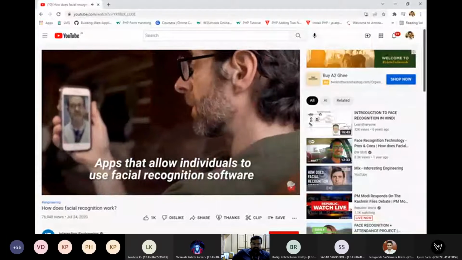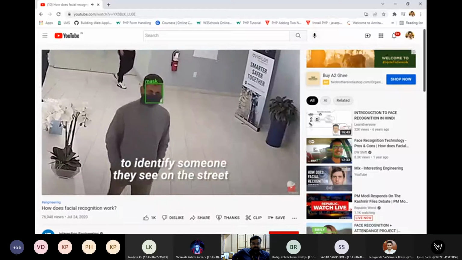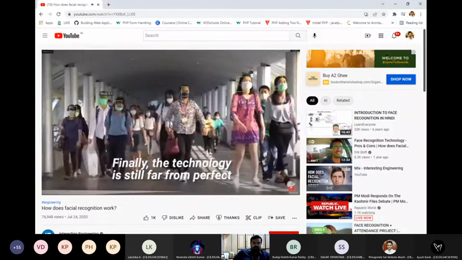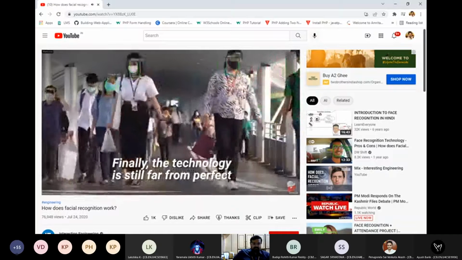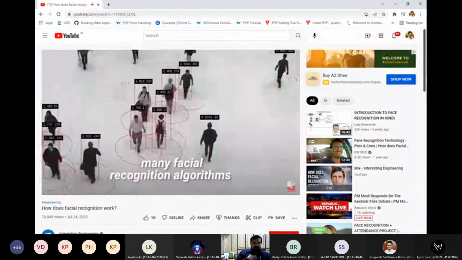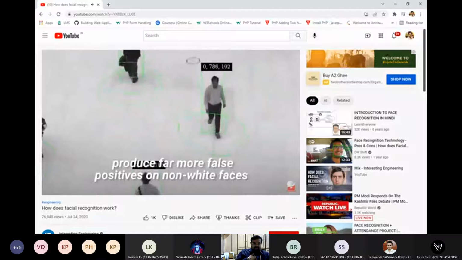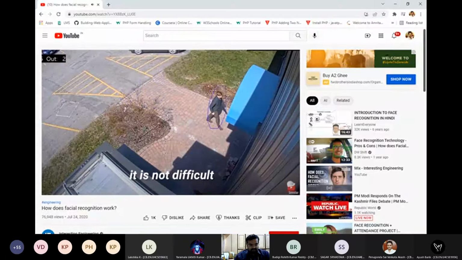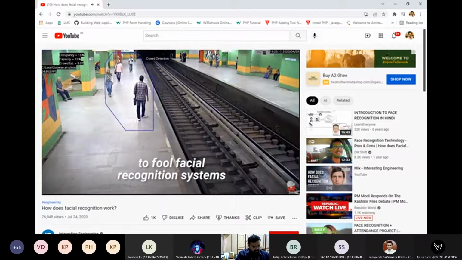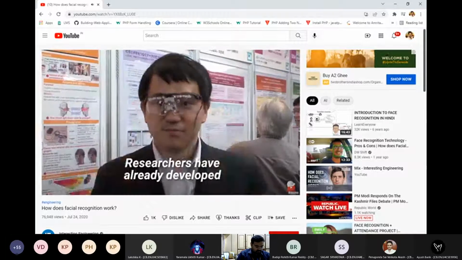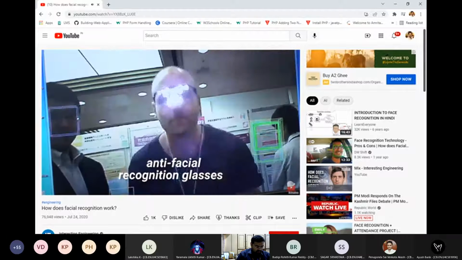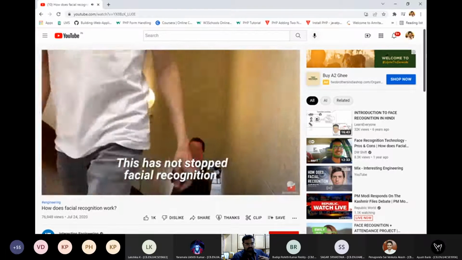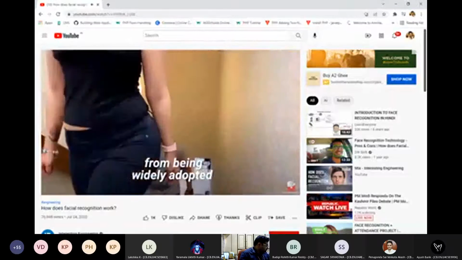Apps that allow individuals to use facial recognition software to identify someone they see on the street or at a bar already exist. Finally, the technology is still far from perfect, and there is evidence that many facial recognition algorithms produce far more false positives on non-white faces. It has also been demonstrated that it is not difficult to fool facial recognition systems. Researchers have already developed anti-facial recognition glasses, which make wearers undetectable. This has not stopped facial recognition from being widely adopted.